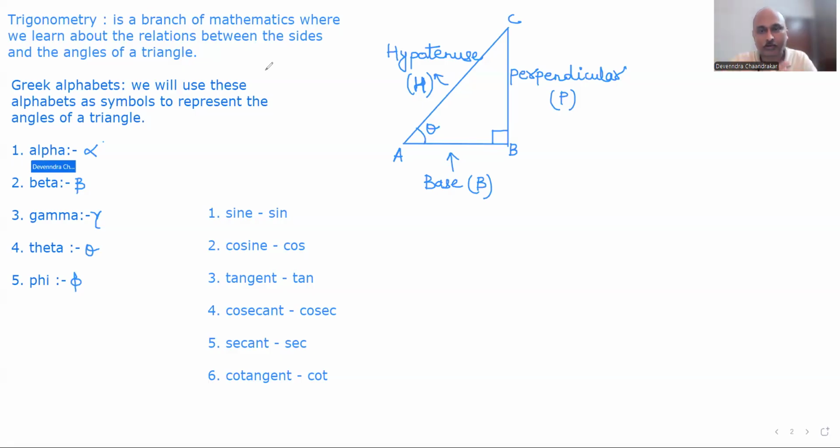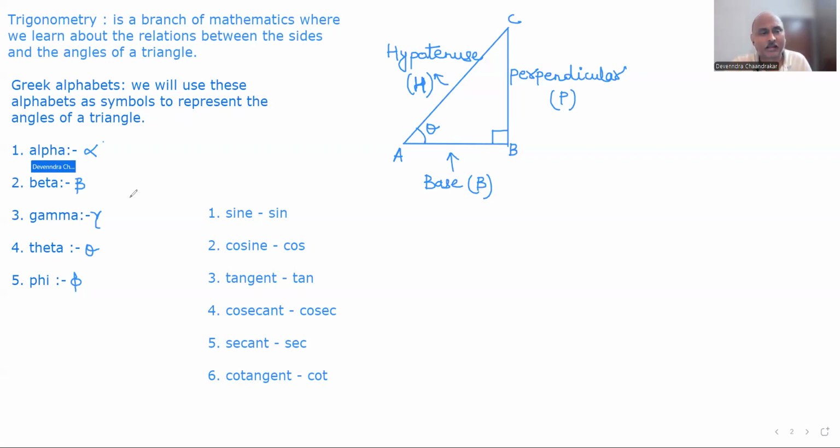So kids, I'll give you a quick recap of what we have done. We started with trigonometry. Trigonometry is a branch of mathematics where we learn about the relations between the sides and the angles of a triangle. To represent the angles of a triangle, we use Greek alphabets, which are alpha, beta, gamma, theta, and phi. The triangle in which we are interested is a right angle triangle.